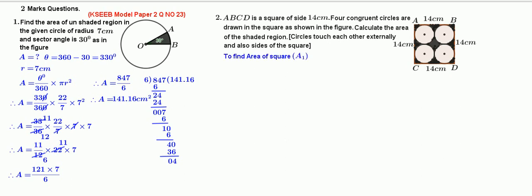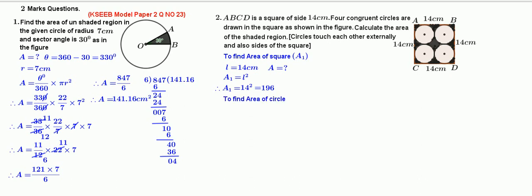First of all, let us find the area of the square, that is A1. Here the length of side of the square L is equal to 14 centimeter. The measure of A, that is the area of the square, is to be calculated. A1 equal to L square. A1 equal to 14 square, that is equal to 196 square centimeter.